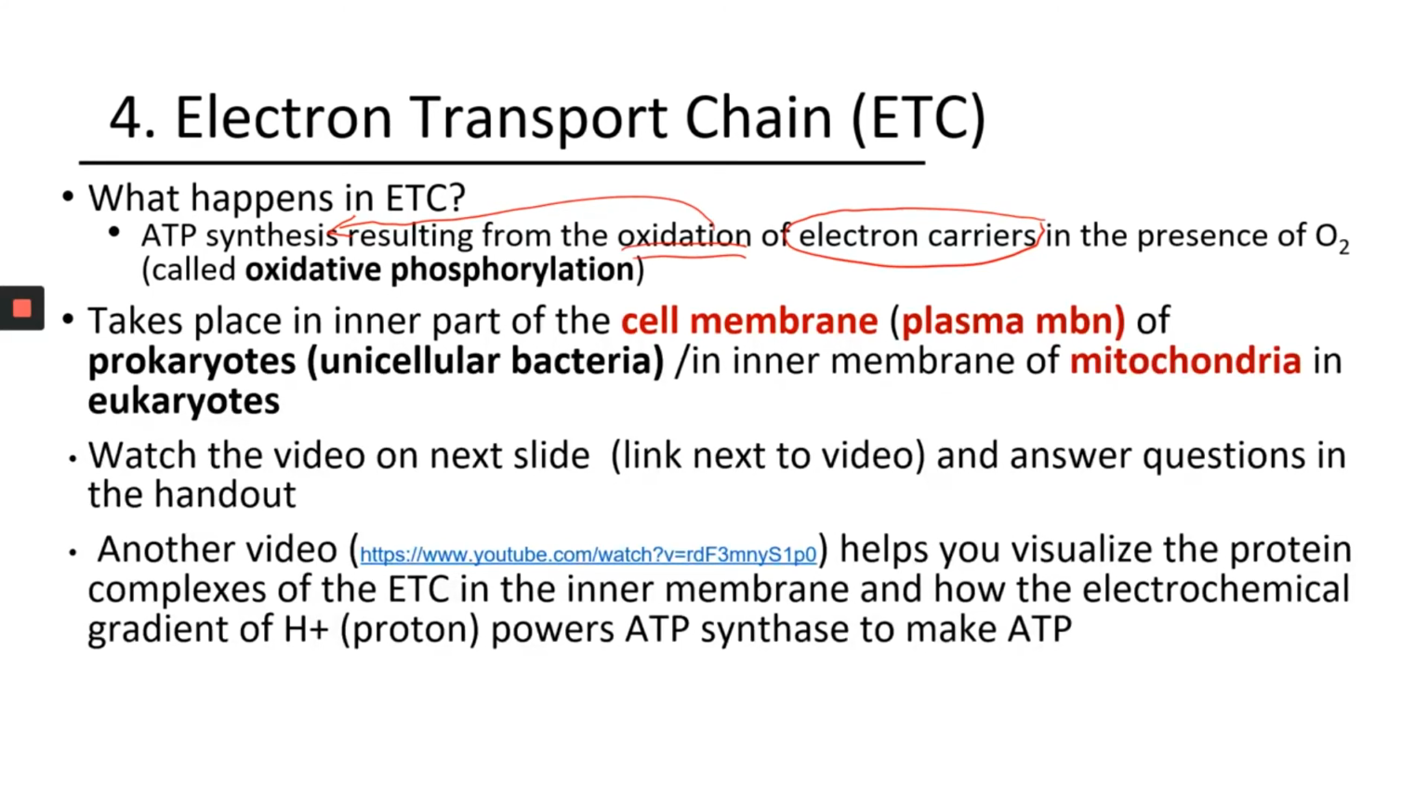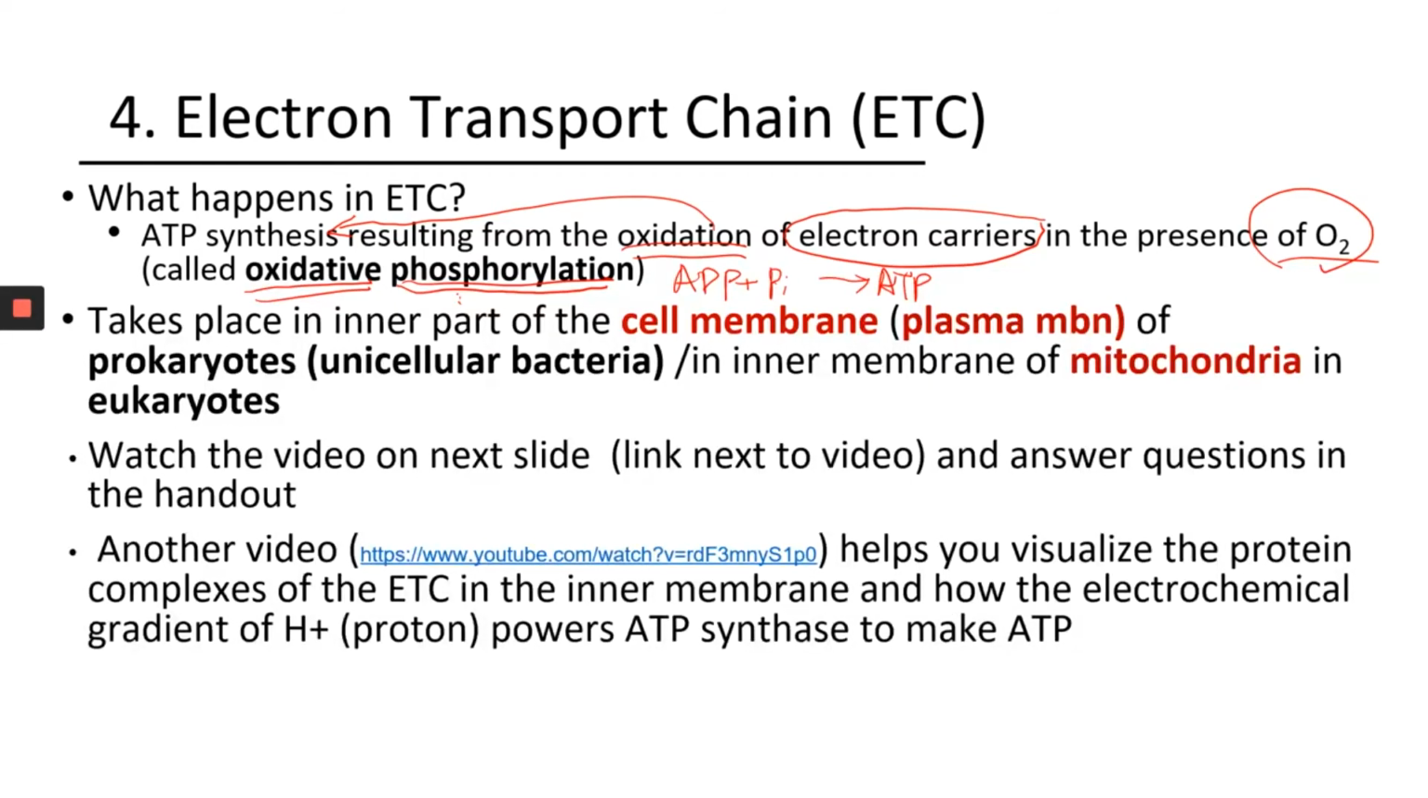That process requires oxygen. I'll talk about why oxygen has to be present. So this process is called oxidative, which means you are oxidizing those electron carriers. Phosphorylation, again, you are making ATP from ADP, right? You are going to add a phosphate group to ADP, and that's called phosphorylation. Together, that process is called oxidative phosphorylation.